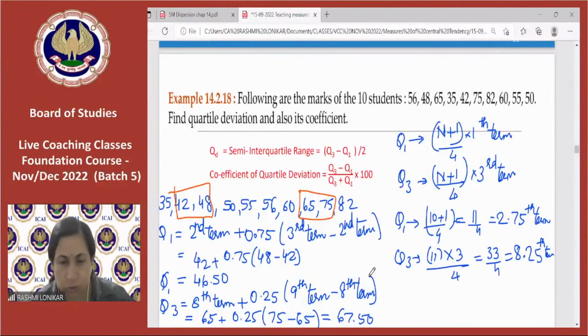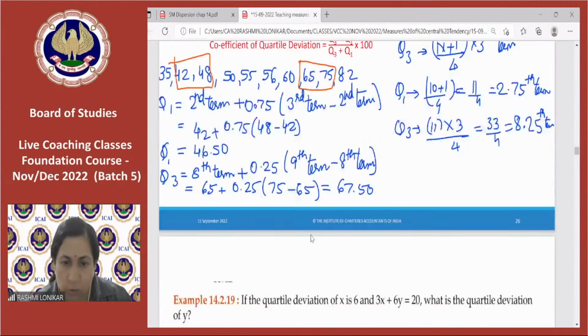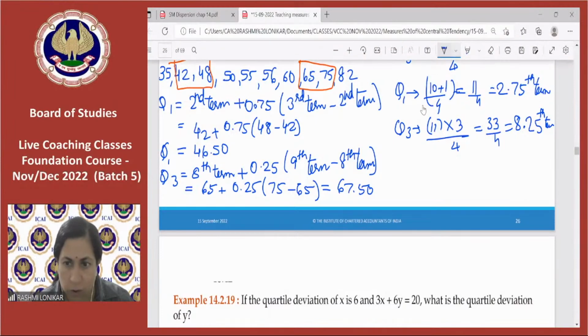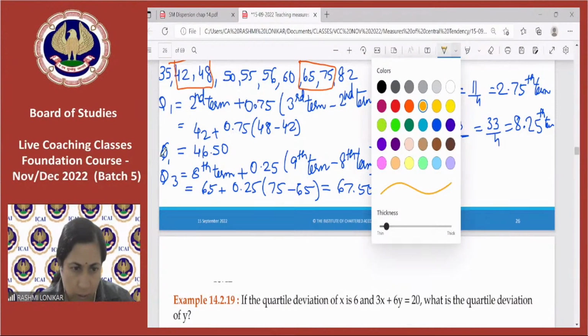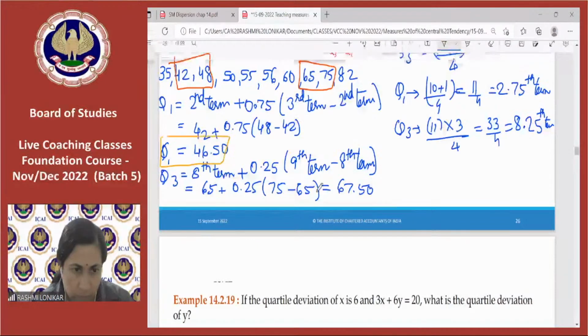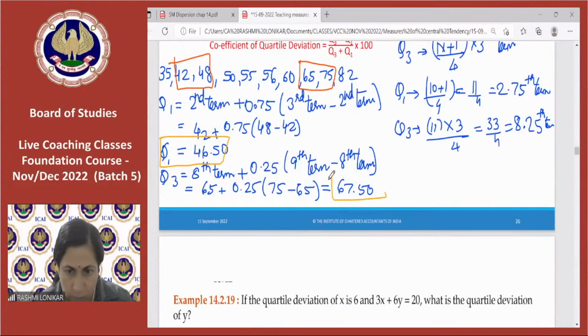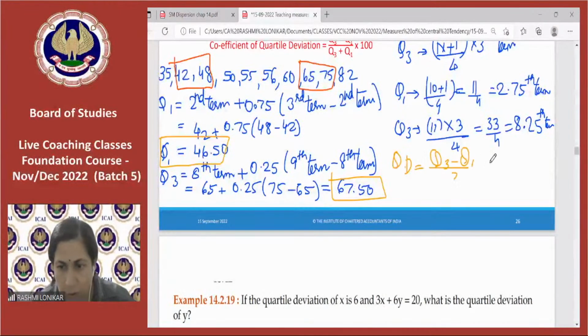Okay. So from this, I have got Q1 and I have got Q3. Now I can find the quartile deviation. Quartile deviation will be (Q3 minus Q1) upon 2, which is (67.5 minus 46.5) upon 2. How much is this?